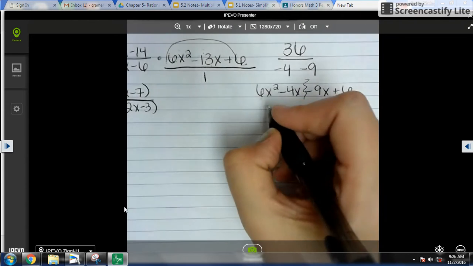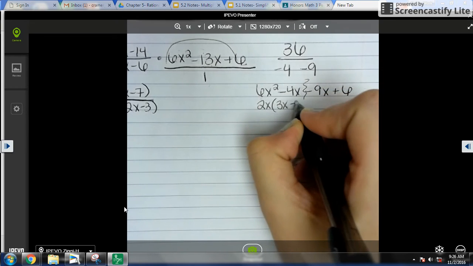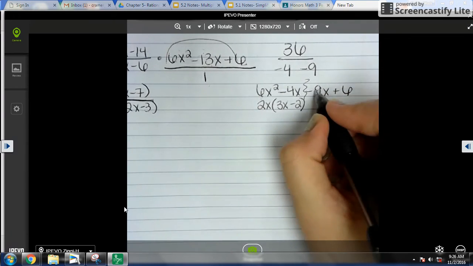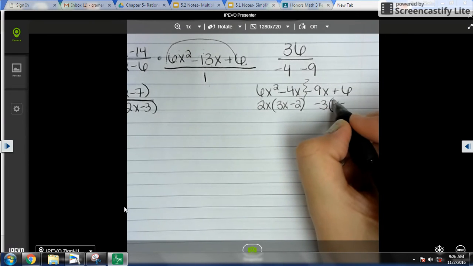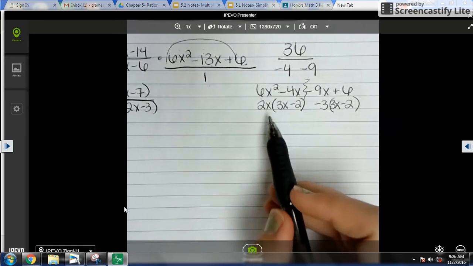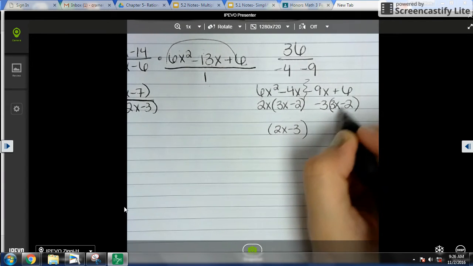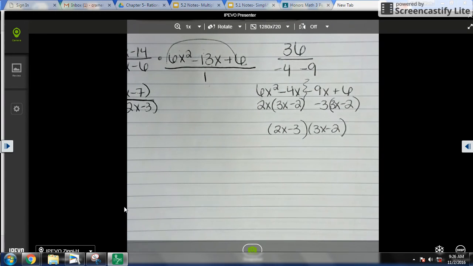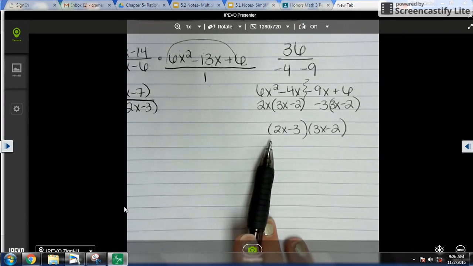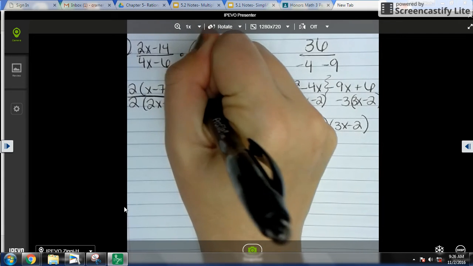And over here you have a GCF of 2x, left with 3x minus 2. And here you have a GCF of negative 3, which would also give us 3x minus 2. Put these together, which would be 2x minus 3. Put these together, which would be 3x minus 2. And again, you can also do that using box method or guess and check. So that's our new factored expression here.